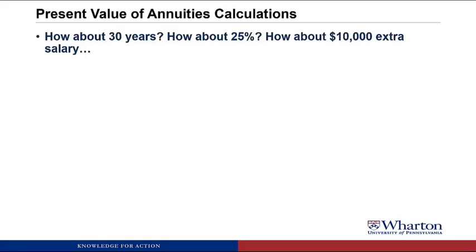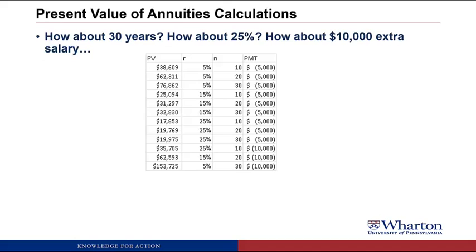So let's see how this generalizes and look at things like 30 years or 25% or even a higher payment. So instead of $5,000, you get $10,000 of extra salary. So here's a little sensitivity analysis I did in Excel. And what I want you to look at is, let's first focus on where the inflation rate is the same. So we can look at the 5% at the top. As the number of periods goes up with the same payment, we see that the present value goes up.